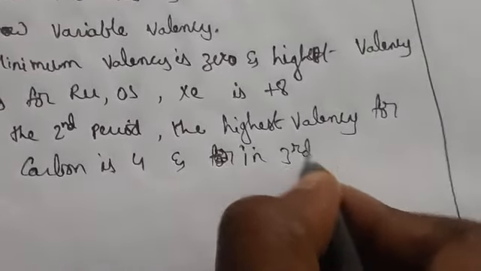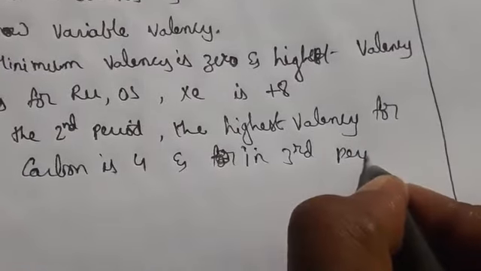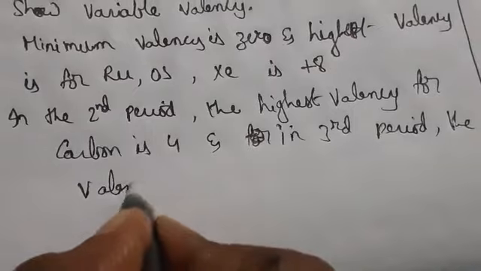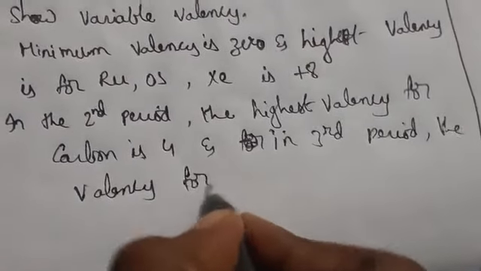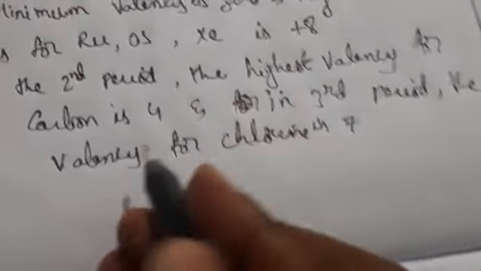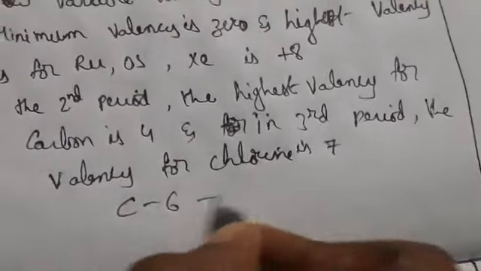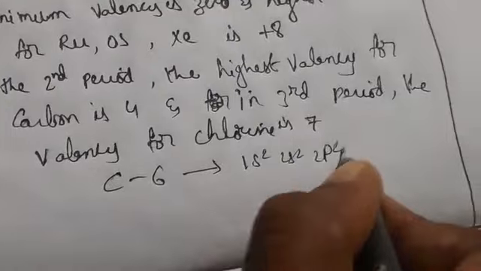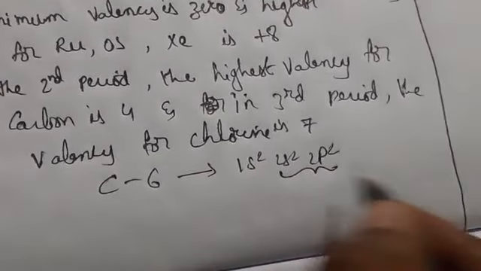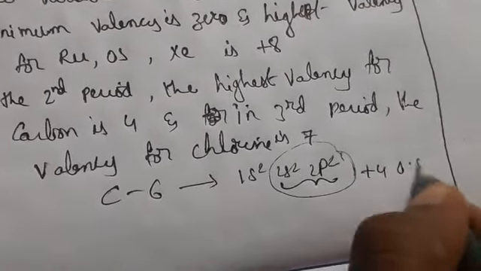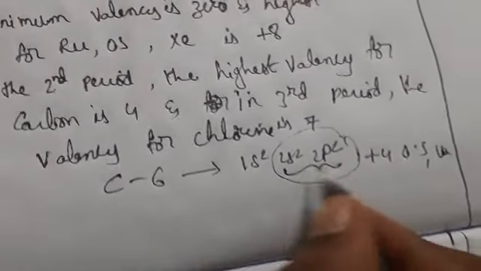And in the third period, the highest valency for chlorine is 7. How are we saying 4 and 7? If you take carbon, atomic number 6, the electronic configuration is 1s2, 2s2, 2p2. This indicates the valency, which is also known as the oxidation state. So plus 4 indicates the oxidation state or valency, the outermost electrons.